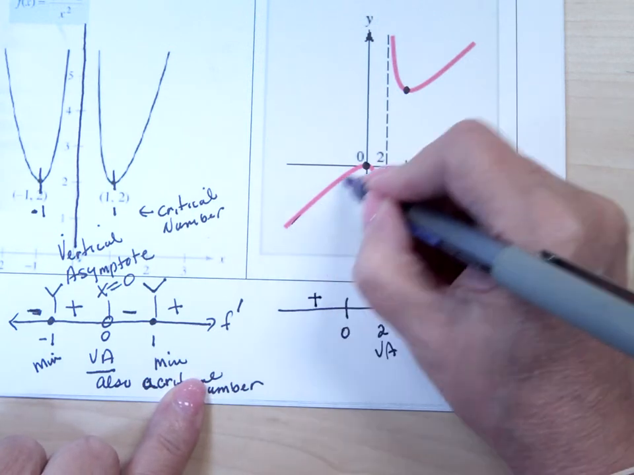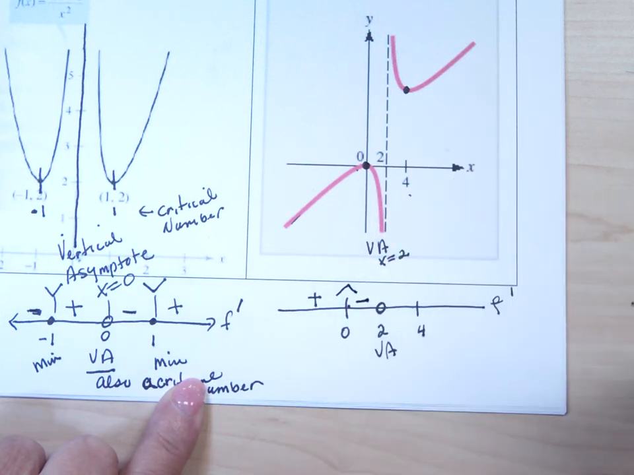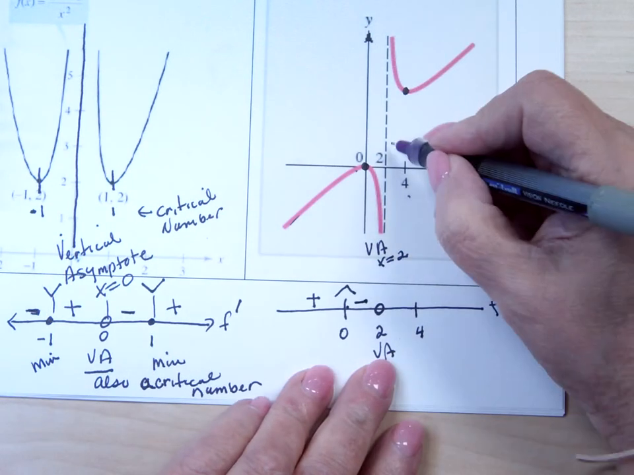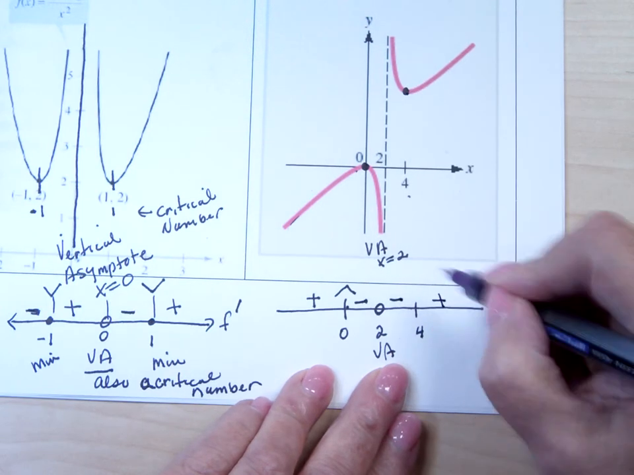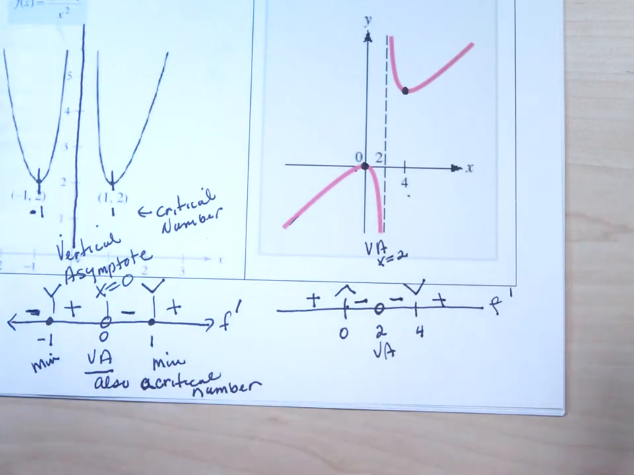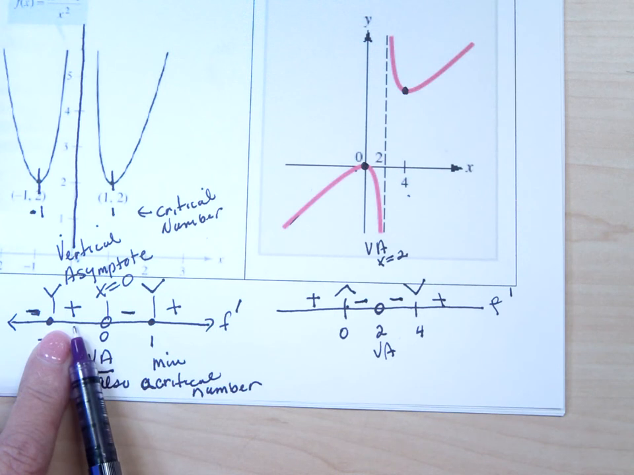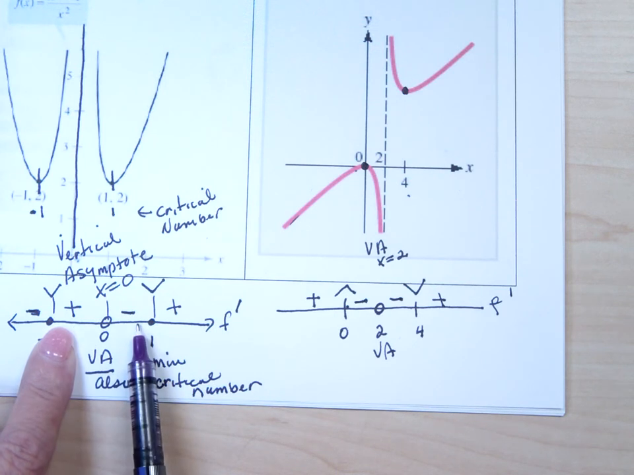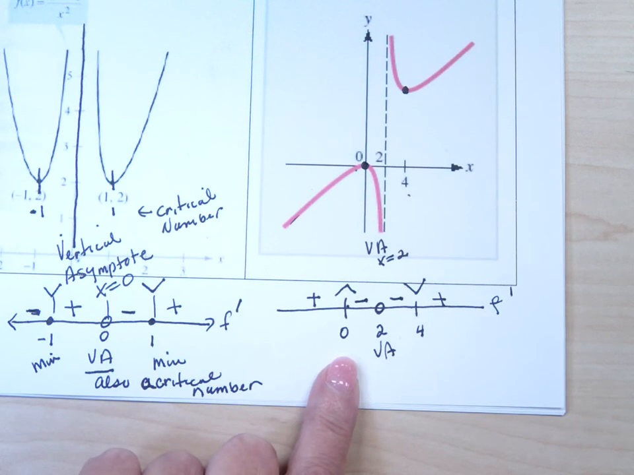Increasing, 0, decreasing. So there's your max. Decreasing, 0, increasing, there's your min, and your VA is really nothing. It can't impact, however, increasing and decreasing. Notice on this side, it did impact. Here I'm increasing followed by decreasing across the VA. Here across the VA, it's decreasing followed by decreasing. So the VA can impact increasing and decreasing, but it's not a maximum or a minimum.